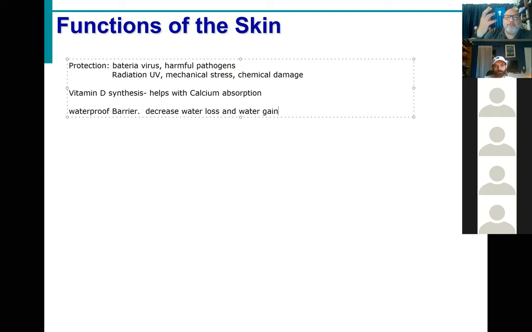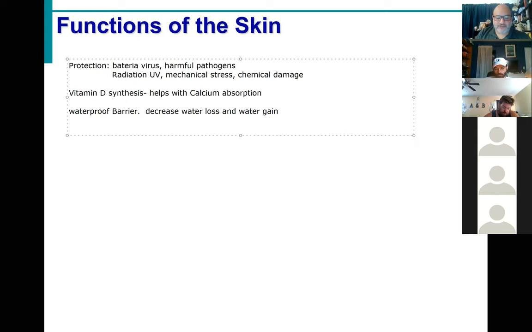If someone has third-degree burns over major portions of their body, and they survive it, then the two biggest concerns those individuals have are harmful pathogens that can now get into their body much more easily, and dehydration. So people with major burns are typically kept in a very humid, very moist, and very sterile environment to help with that water loss, to help with those harmful pathogens, and to provide that protection.